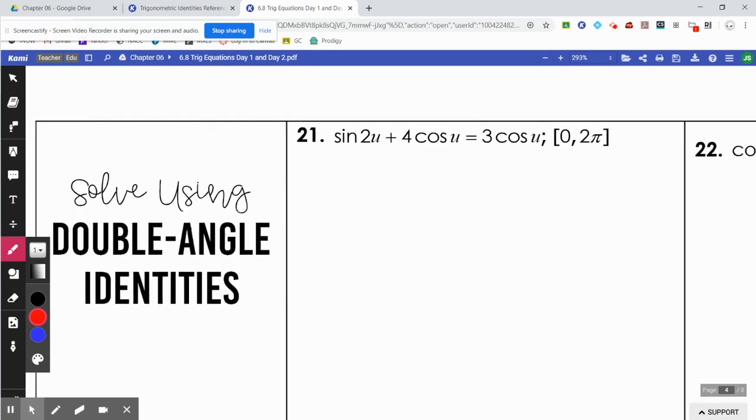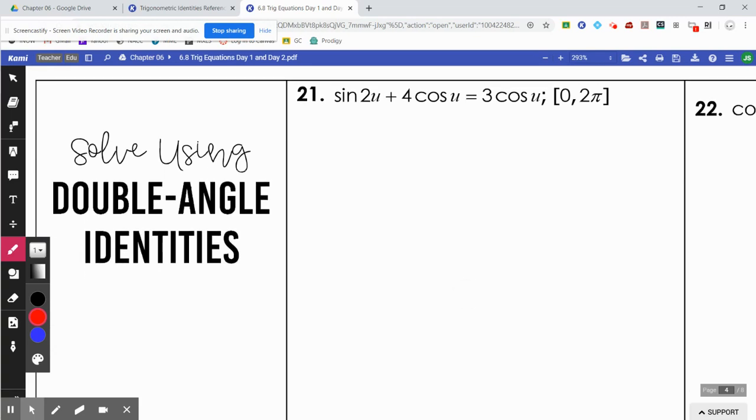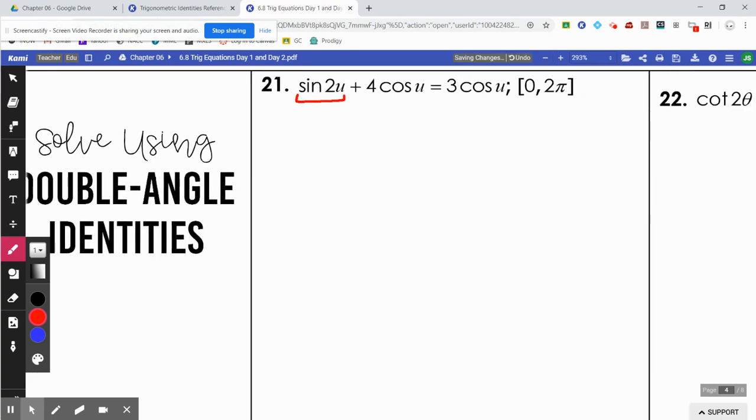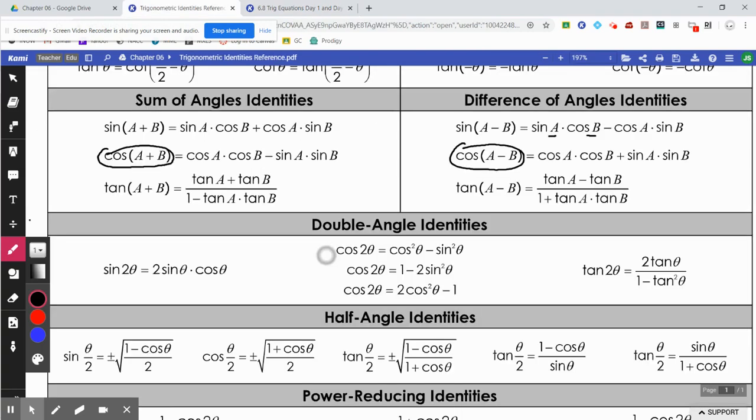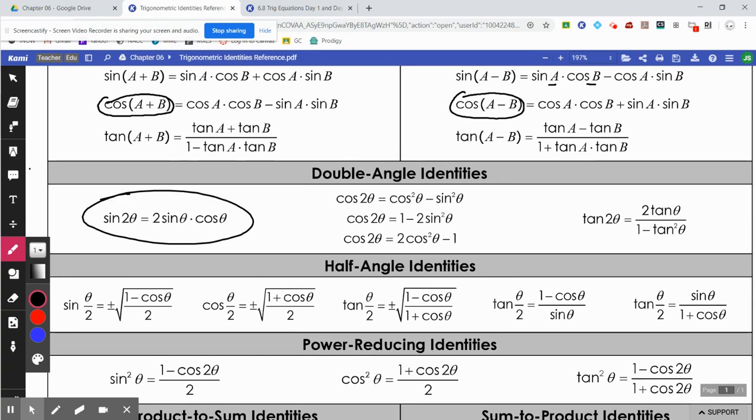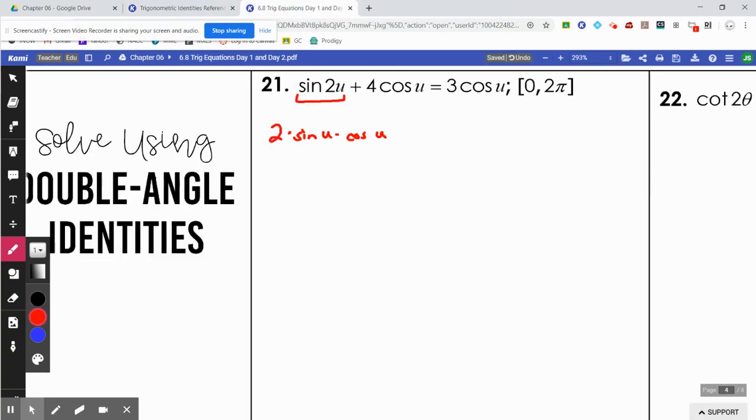Now here it says solve using double angle identities. Why are we going to have to use double angle identities? Because we have a sine of 2u here. So we're going to change that and use the double angle identity. We know the sine of 2u, we can replace with 2 times the sine of u times the cosine of u, which is our double angle identity for the sine. So we have that plus 4 cosine u equals 3.